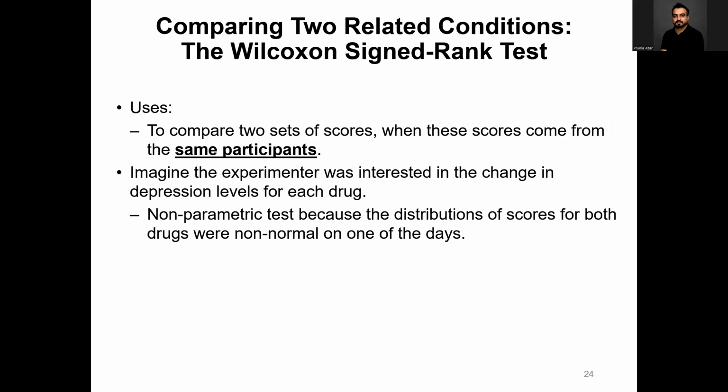So again, I would go with non-parametric tests because the distribution of scores for both drugs was not normal on one of the days. Even though the depression score for alcohol users was normally distributed on one of those days, since I have non-normally distributed data scores on the other day, I would go with a non-parametric test. So the assumption of normality is not met in this case.